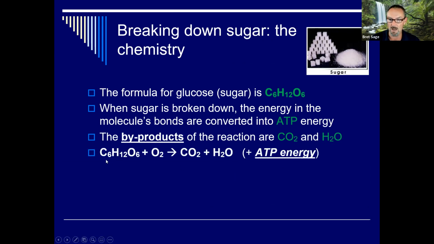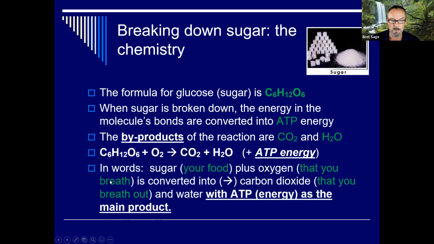This is an example of an unbalanced chemical equation. Notice that there are no 6s out front. This shows you just the sugar and the oxygen, carbon dioxide, which is our waste that we breathe out, and water that we make. So if you had to put this in words, you would say the sugar from your food that you eat, plus the oxygen that you breathe in, is converted into, arrow, carbon dioxide that you breathe out, and water, which you keep, with ATP energy as the main product.